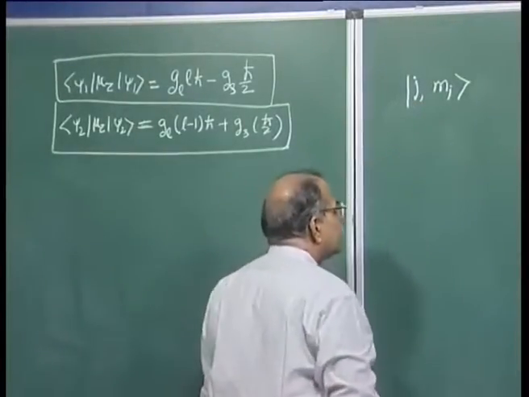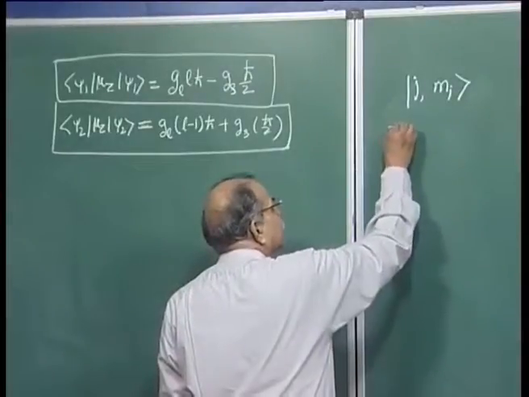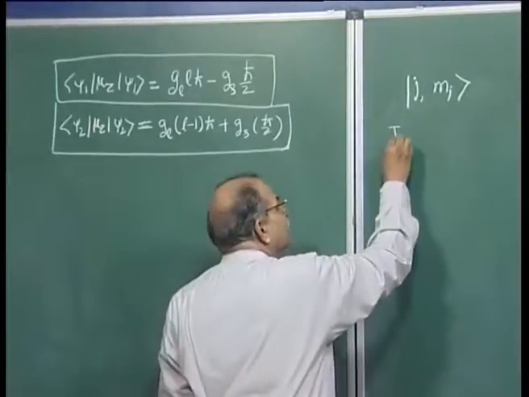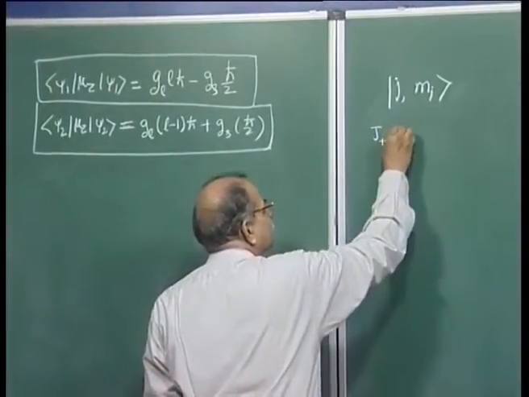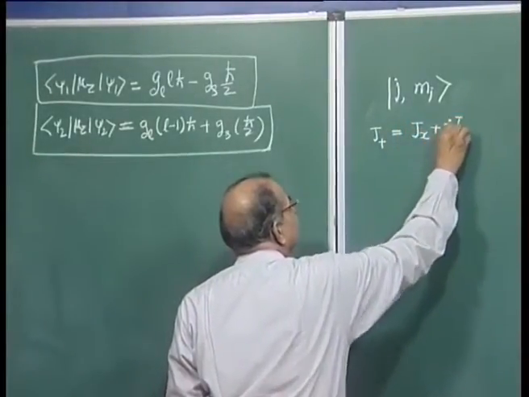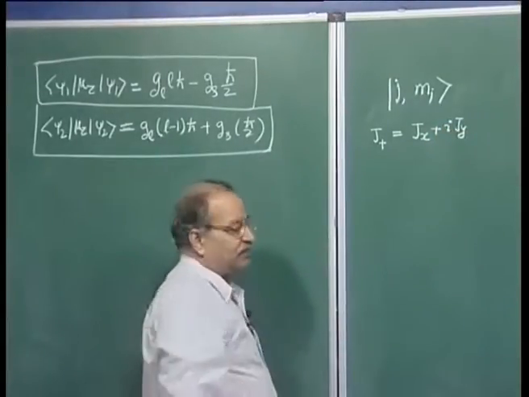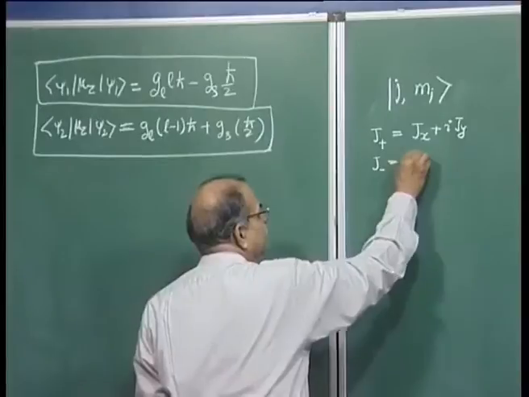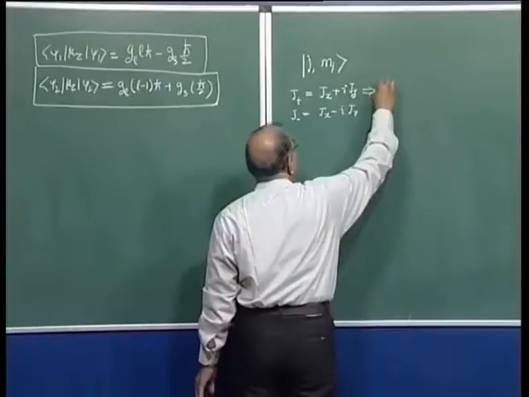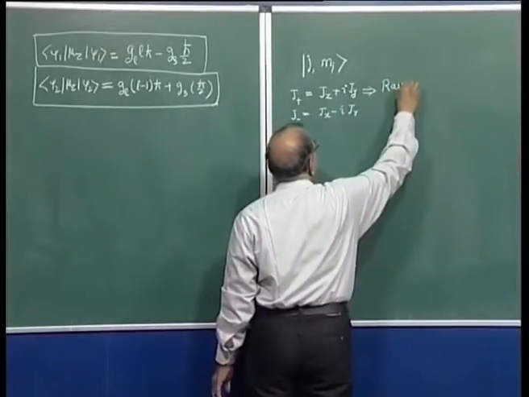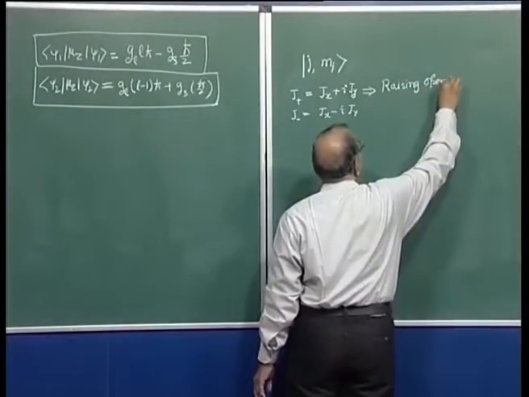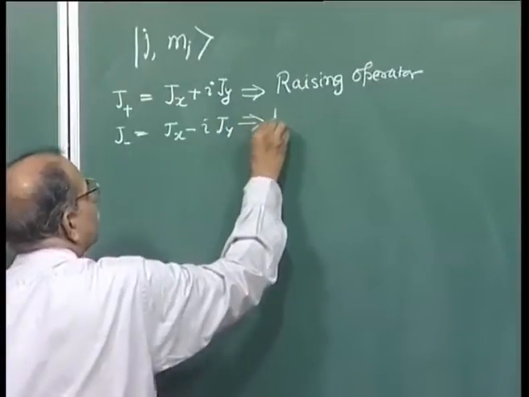Then you can define certain operators. j square and j z you already know. Apart from that, you have an operator called j plus, which is j x plus i j y, and an operator called j minus, which is j x minus i j y. These are called ladder operators. This one is the raising operator, and this one is the lowering operator.